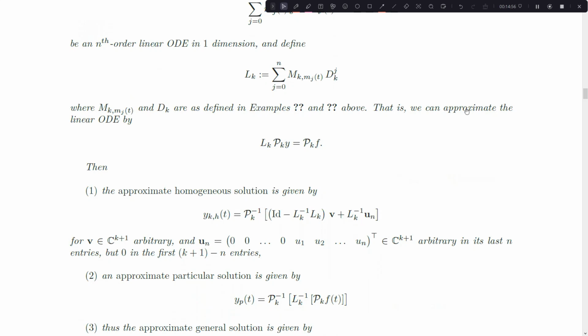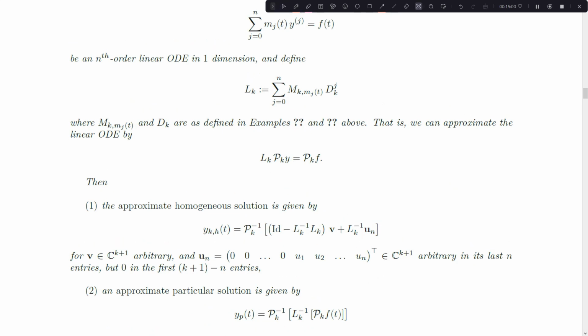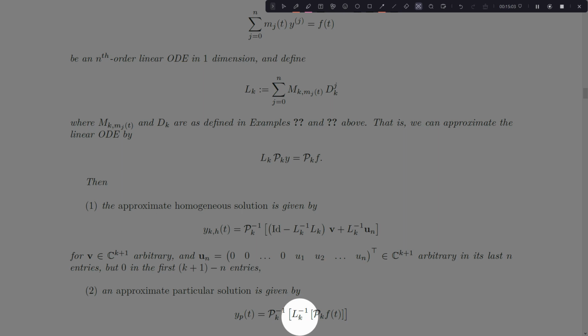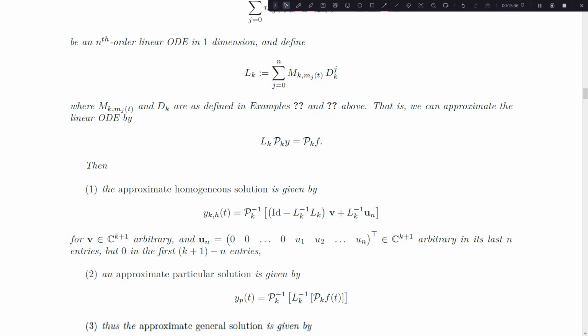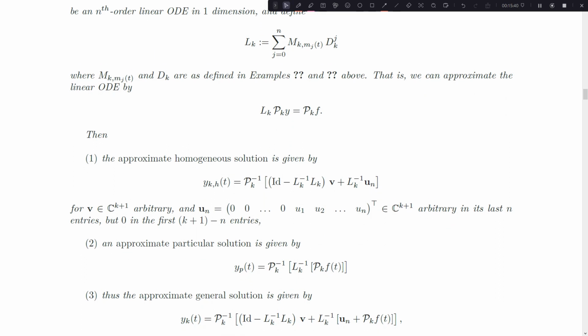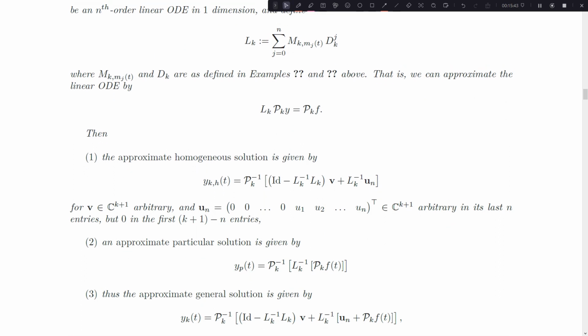What's not arbitrary is a particular solution. You'll notice that all I need to do for my particular solution is act the pseudo-inverse on my resulting vector and then send myself back into the space of polynomials. I'm going to get an approximate particular solution. Maybe I should have put a k right there, y sub kp. So I'm going to recover an approximate particular solution by just inverting my matrix as best I can and sending myself into the space of polynomials. And so there's nothing arbitrary about that term. Finally, the general solution is just the sum of the two of them. That's really fancy notation for saying I've just taken the sum of the last two.